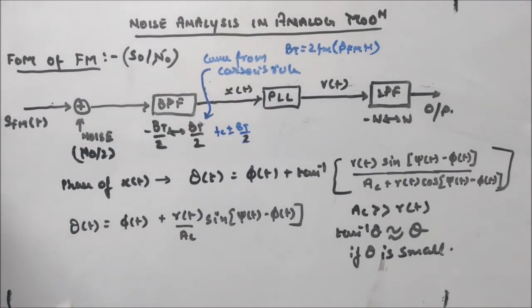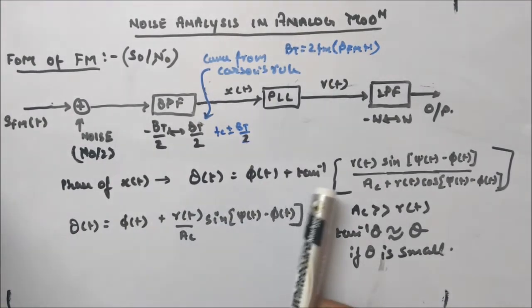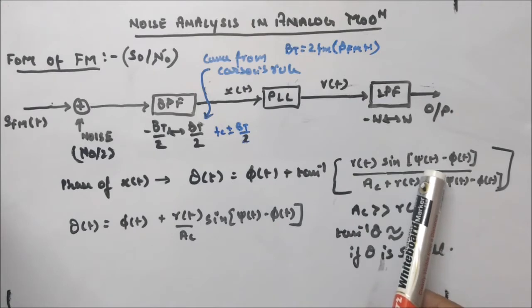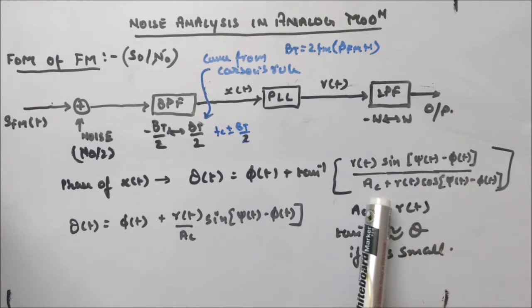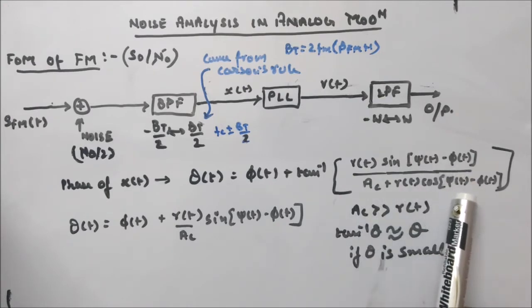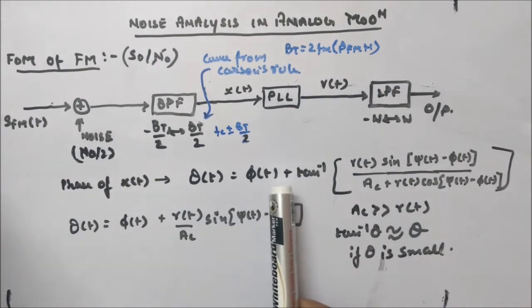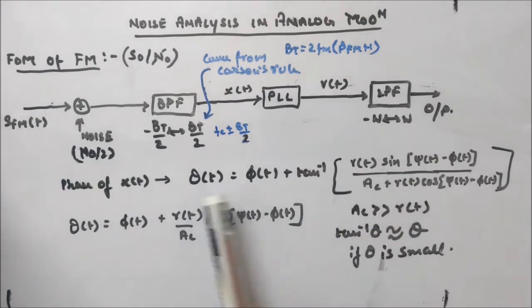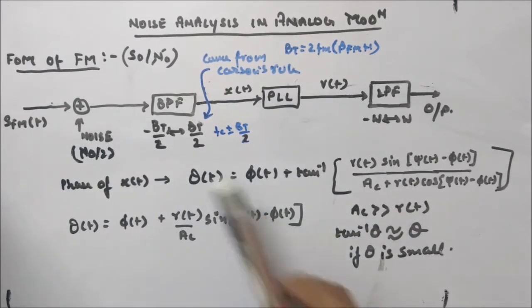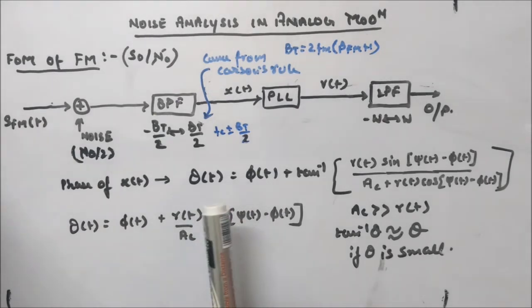Now let's move on. So you have the phase of xt, theta t, equal to phi t plus tan inverse of RT sin of psi t minus phi t divided by AC plus RT cos of psi t minus phi t. Phi t I have transferred to this side, that is how you see. So theta t is the angle, actually the phase of xt. Since phi t was just a reference signal, that is why I kept it here. Actually we are interested in this.